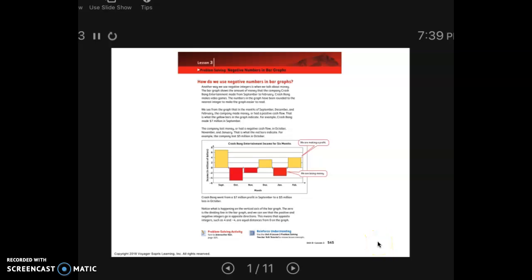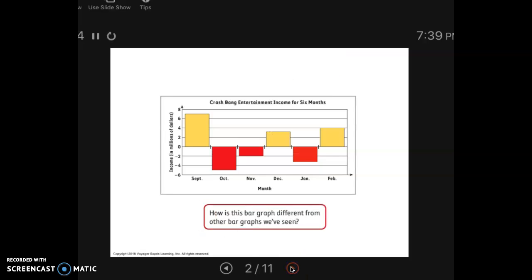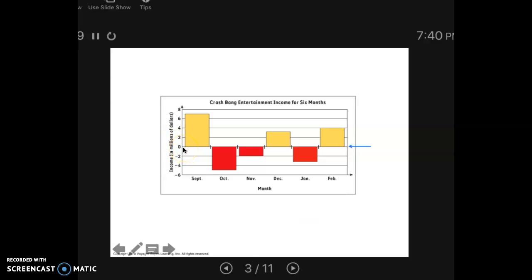Hey guys, so for the second part of our lesson today, we're going to talk about how we use negative numbers specifically in bar graphs. This bar graph shows income for Crash Bang Entertainment for a 6-month period. How is this bar graph different from other bar graphs that we've seen? I would point out that the bar graph here has a 0 in the middle.